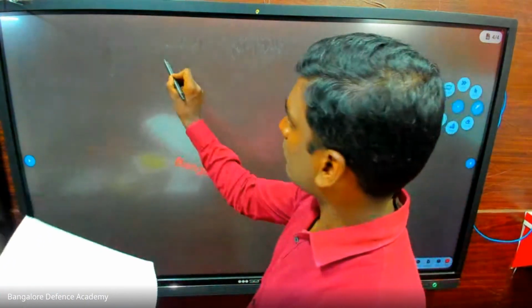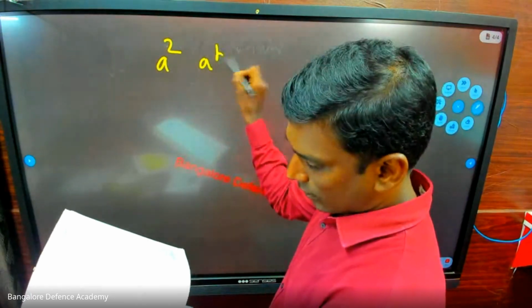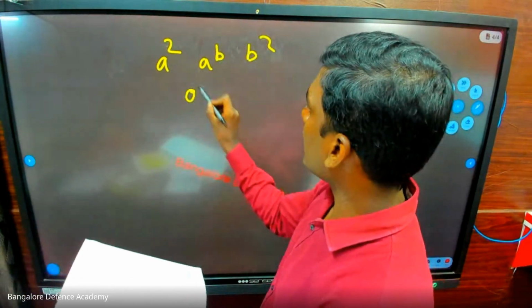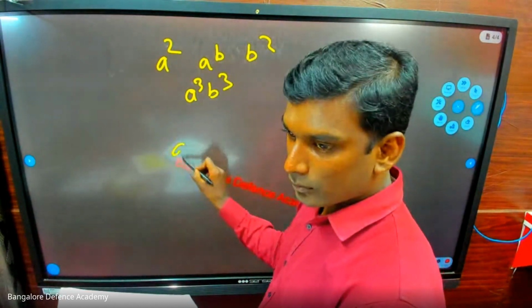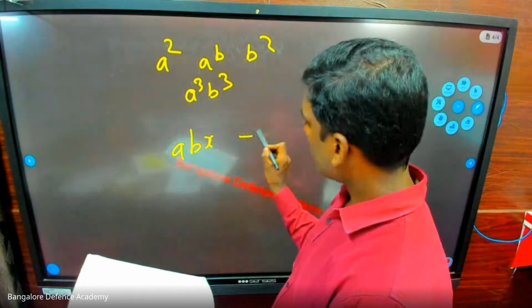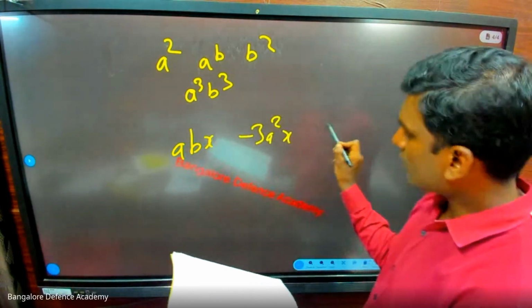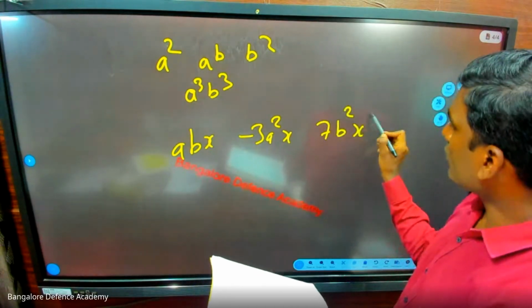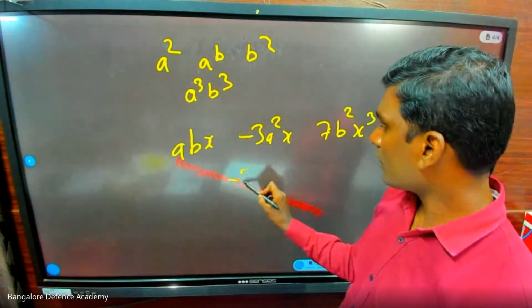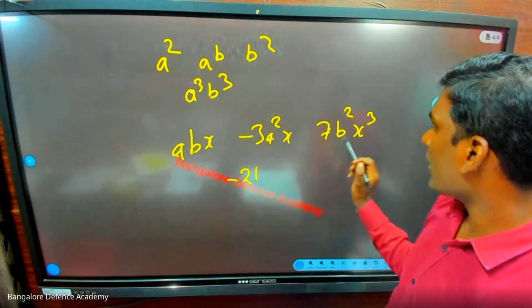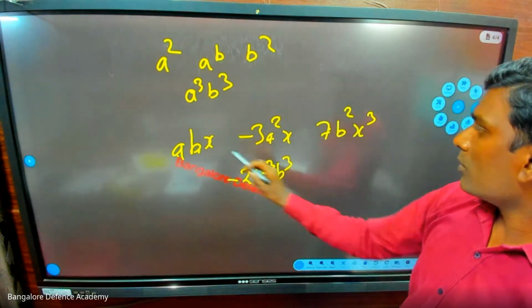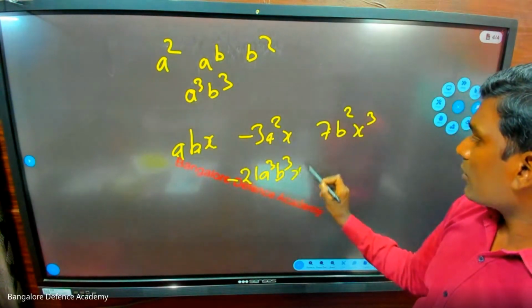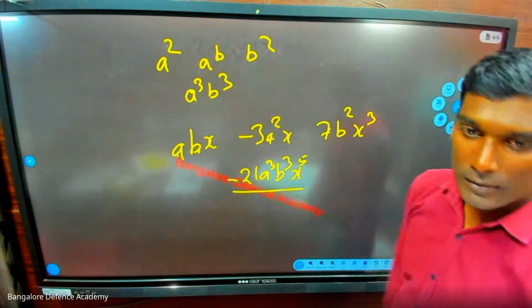A square, A B, B square. So this is A cube, B cube. Correct? Yes or no? Next you have A B X minus 3A square X 7B square X cube. 7 3s are 21, minus 21. A square, you get A cube. B, B square, you get B cube. X, X, you get X to the power of 5. Is it right?